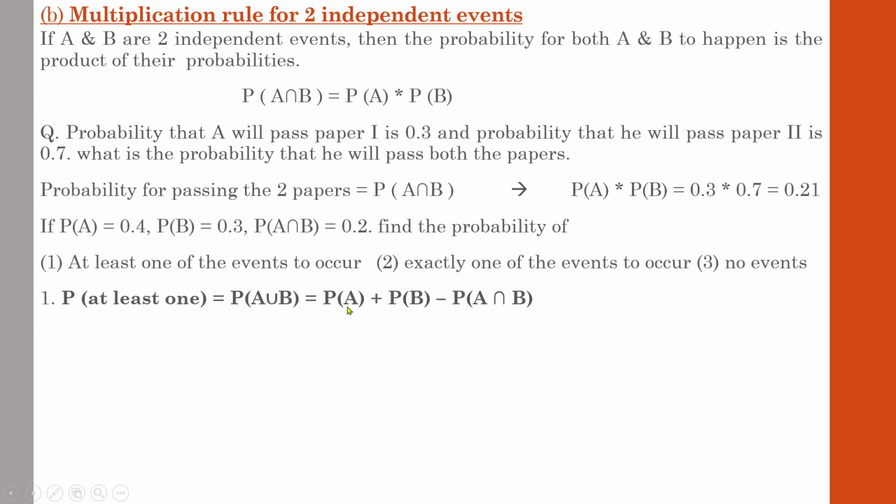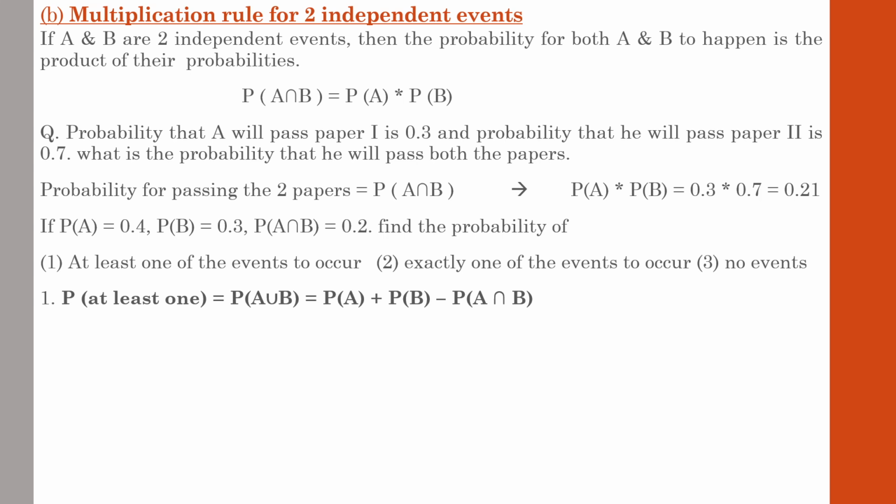So the equation is P of A plus P of B. You may think that we have learned this P of A plus P of B in the addition case where the mutually exclusive situation comes. In this question there is no specification regarding whether it is mutually exclusive or likewise. So the equation will be P of A plus P of B minus P of A intersection B. This is the equation with regard to that.